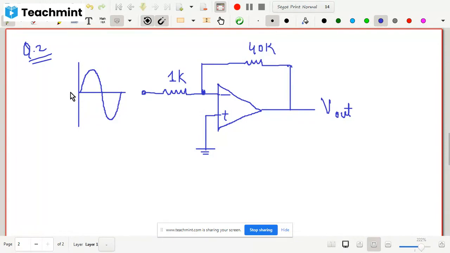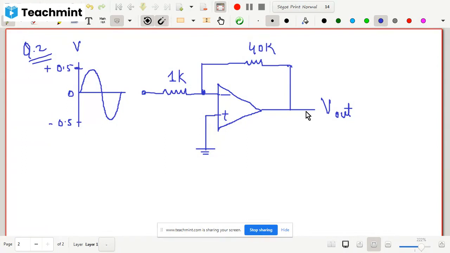Okay, so this is 0 level, and here you have plus 0.5 and here you have minus 0.5. These are in voltages, so I'm just writing V here. So this is the input voltage. Now the question is, you need to draw the output waveform. How will the output waveform look like? That one you need to draw.